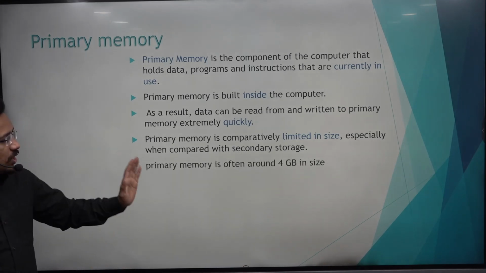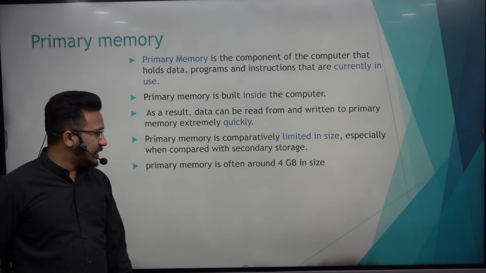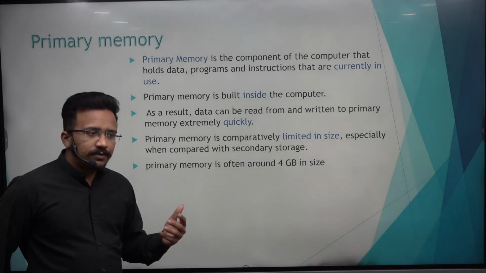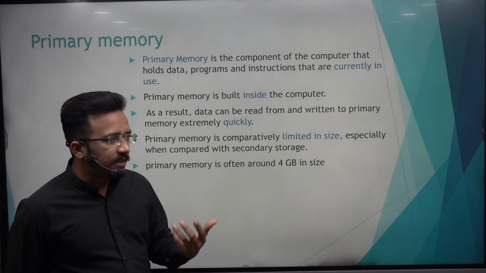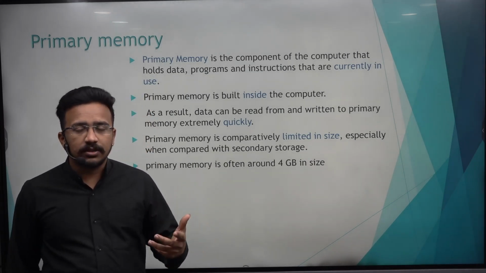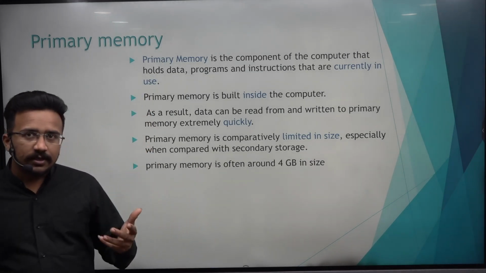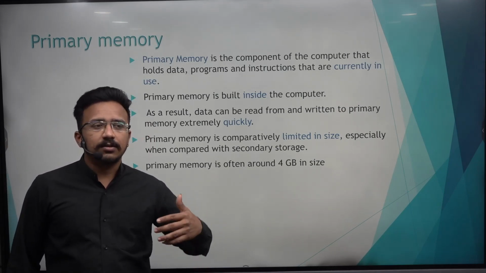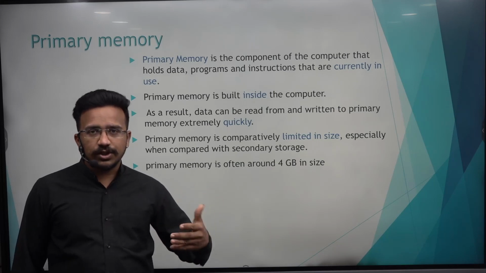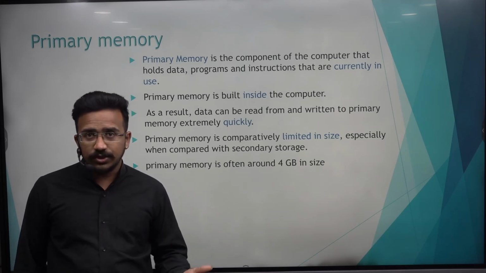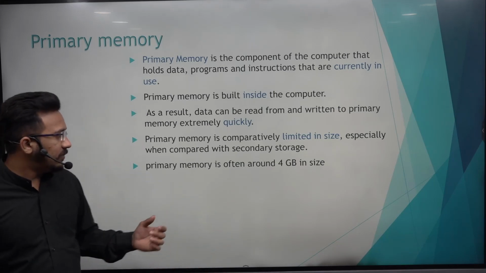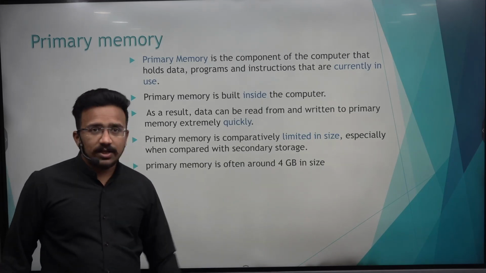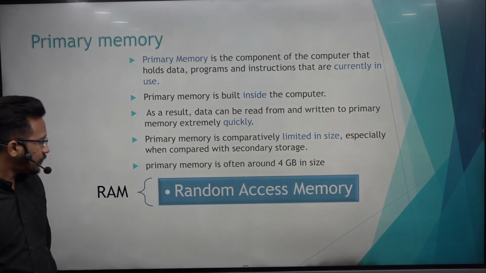Primary memory is often around 4 GB in size. Okay, this is a typical value of a RAM. Right now we have a far bigger increment in the RAM. Right now in the market we have PCs having a minimum of 8 GB of RAM, right? You can increase it: 4 GB, 8 GB, 16, 32. So right now we are having 8 GB. For your textbook it's 4 GB.